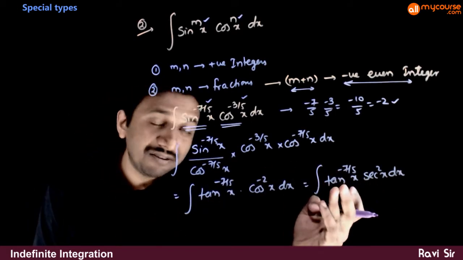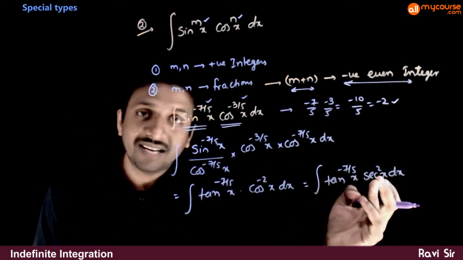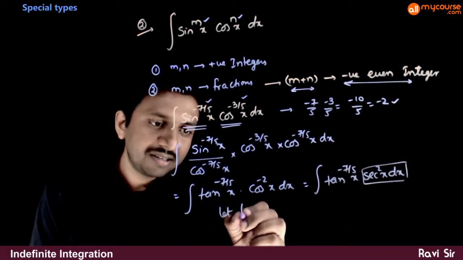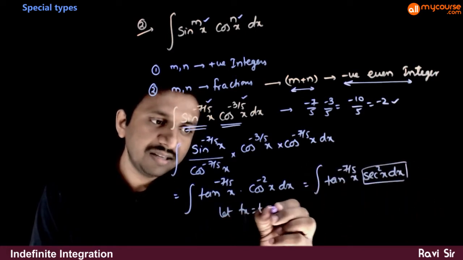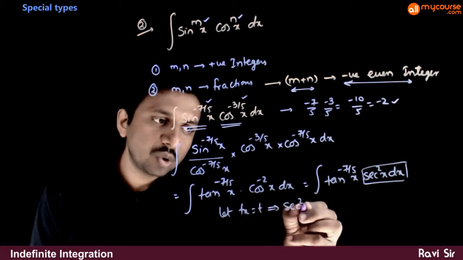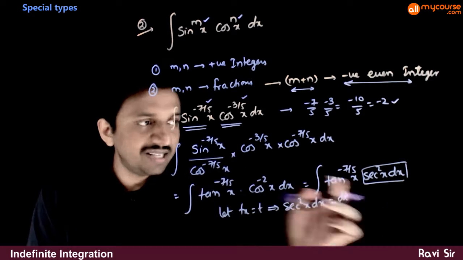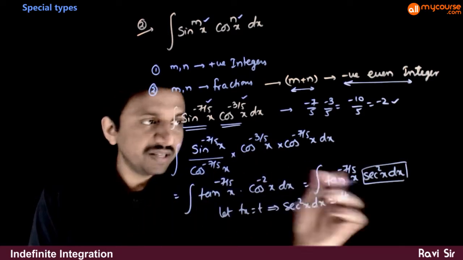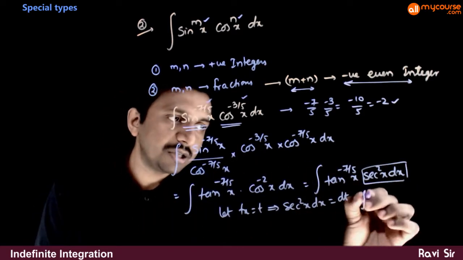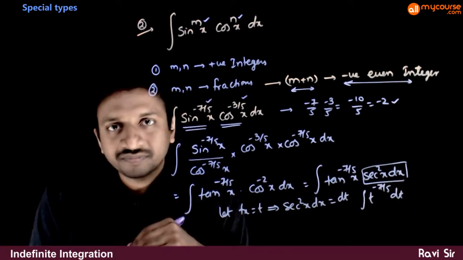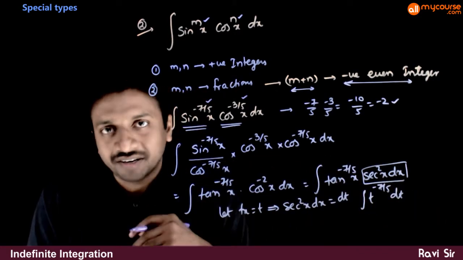And now the differentiation of tan x is beside tan x. So let tan x is equal to t. This implies secant square x dx is equal to dt. So this becomes integration of t power minus 7 by 5 dt. So this can be very easily integrated.